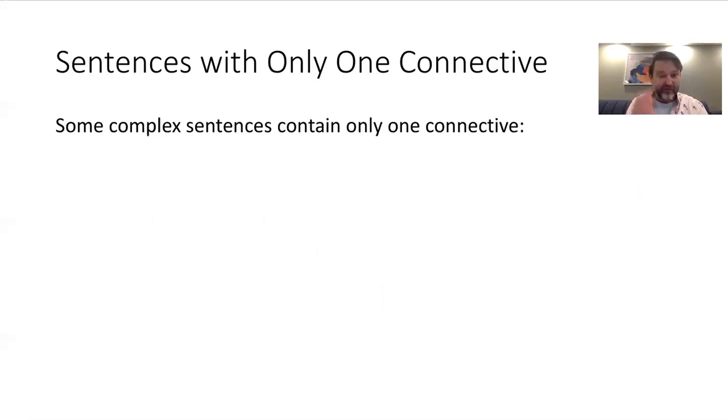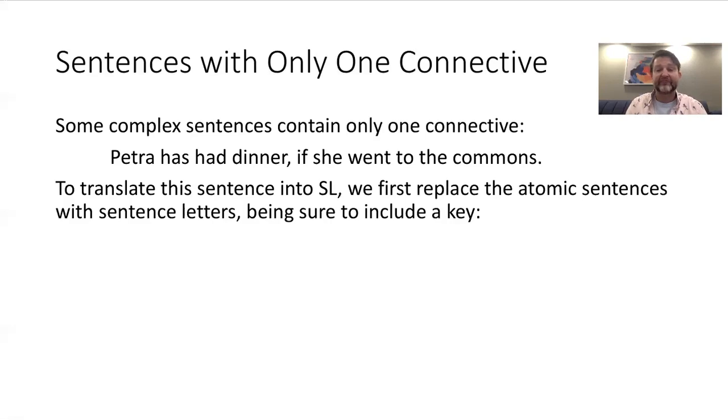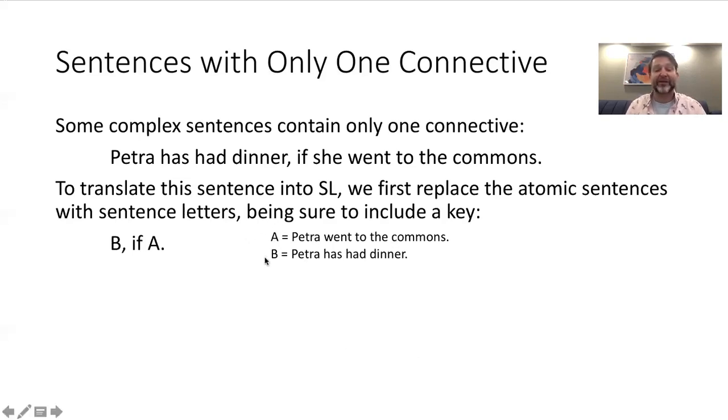Let's just revisit this for a moment. Well, we know that some complex sentences contain only one connective. So consider this sentence: Petra has had dinner if she went to the Commons. First of all, what we want to do to translate this is to replace the atomic sentences with sentence letters, being sure to include a key. So here I've done that. A stands for Petra went to the Commons, and B stands for Petra has had dinner. If we plug those into the sentence, we just get the following: B if A, right? So that is our complex sentence so far.